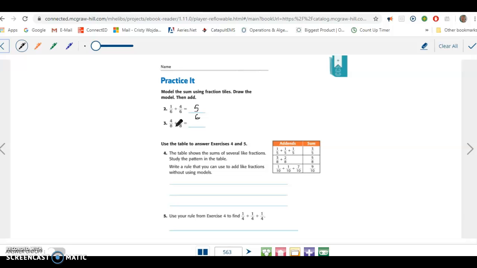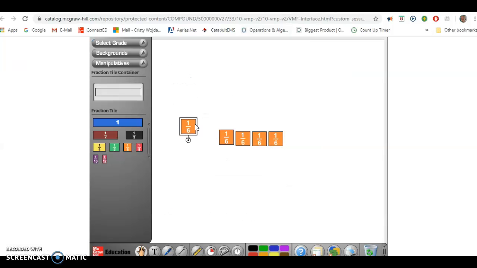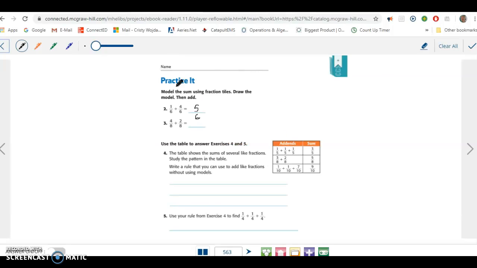So then I want to do 4/8 plus 2/8. I can go back to my manipulatives and I can set up four eighths plus 2/8 and count those: 1, 2, 3, 4, 5, 6 eighths. And that's all there is to that.